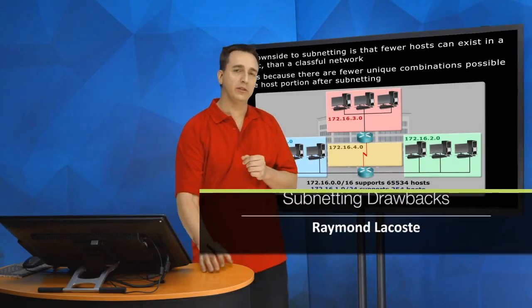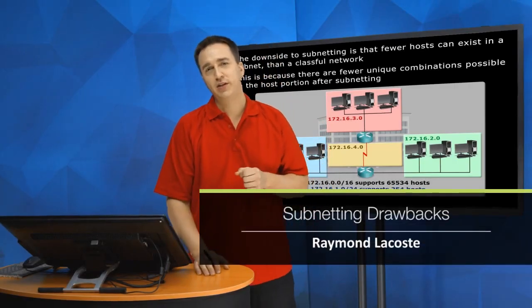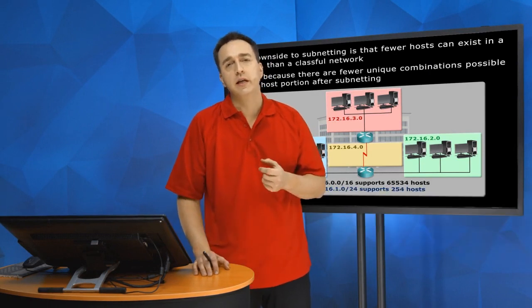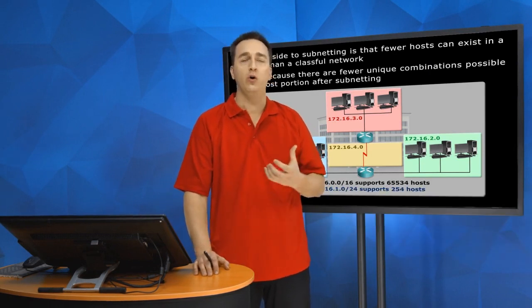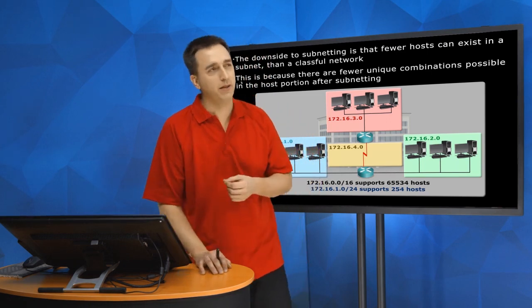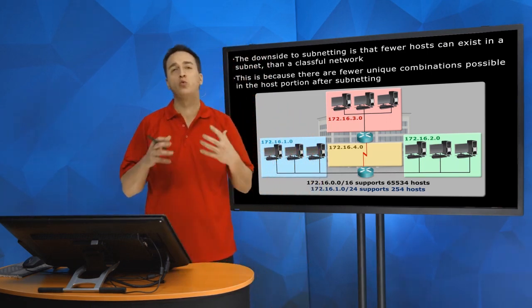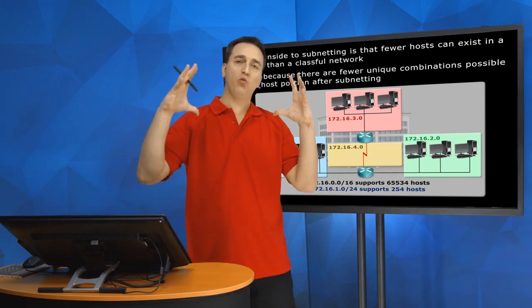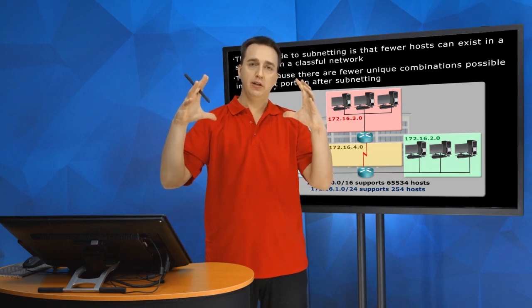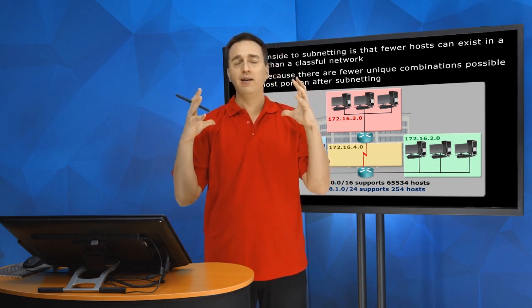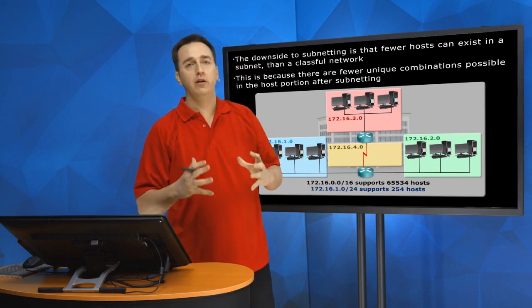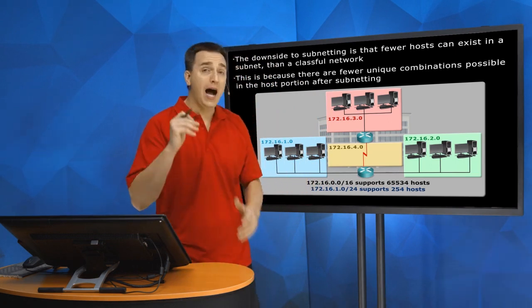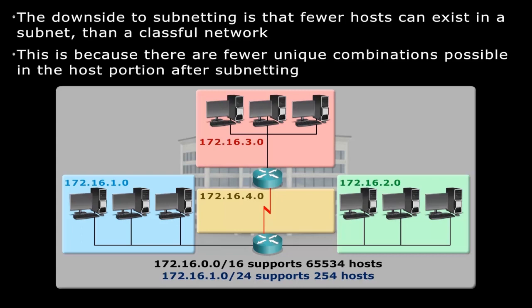According to many resources, there's a downside to subnetting. Those resources indicate that the downside is that fewer hosts can exist in a subnet than if we had that original network. Well, that makes sense. Because if I have a really, really large network, like a Class B network, using its default subnet mask, I can have a total of 65,534 devices in that subnet.